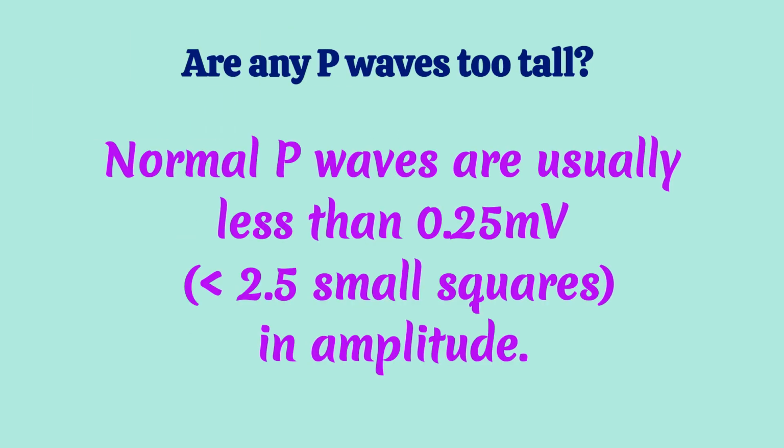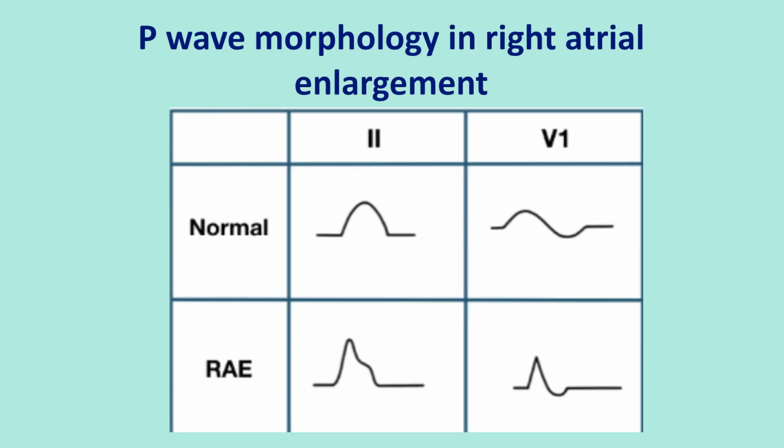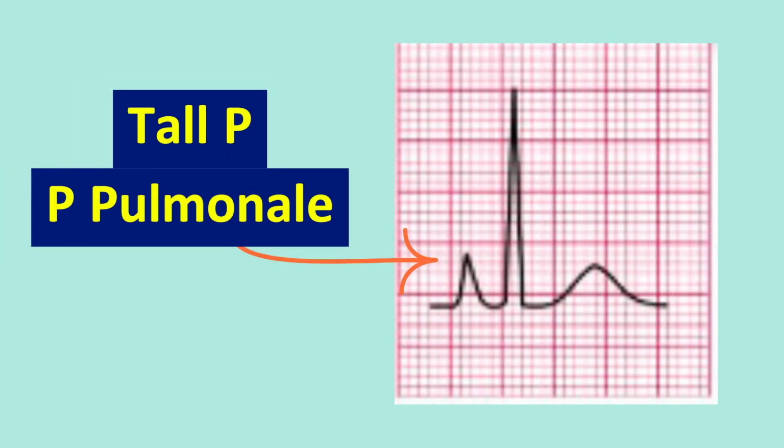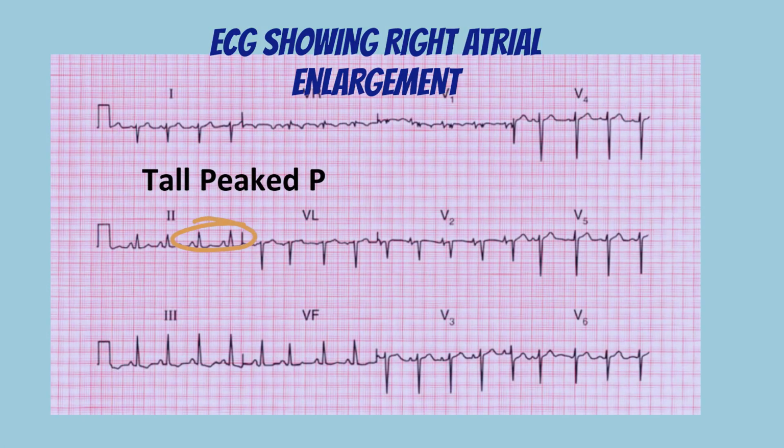Abnormalities in P wave morphology include tall P wave. Tall and peaked P waves indicate right atrial enlargement. It is also called P pulmonale, because right atrial enlargement is often secondary to pulmonary disorders. This is an ECG showing tall P waves in lead 2, that is P pulmonale, suggestive of right atrial enlargement.